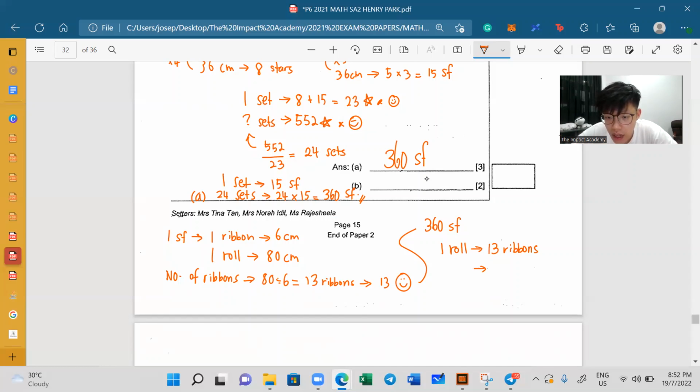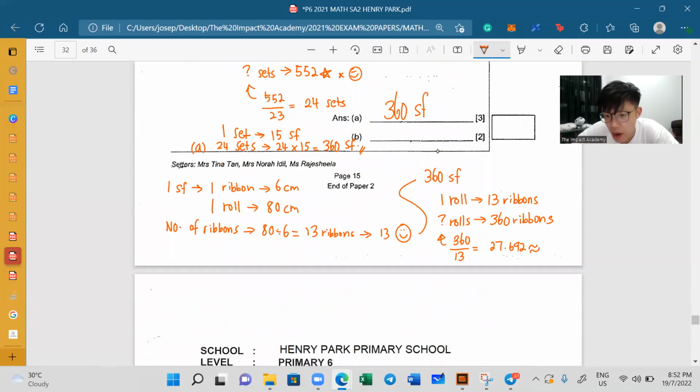So if what I have is one row, I have 13 ribbons. That means the number of rows that I will need for 360 ribbons would be presented in this manner. In order for us to find that question mark, I will just do 360 divided by 13, and that will give me 27.692. I will definitely have to round up, isn't it? Because if I have 27.692, I will not have enough. So over here, they say how many rows? I will have to buy 28 rows. And therefore, the answer for this part B is 28 rows.